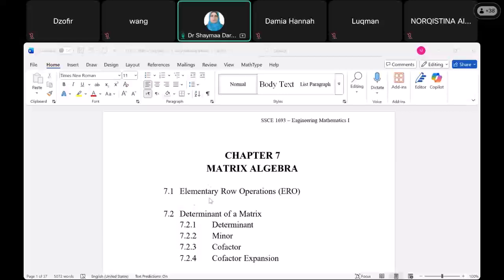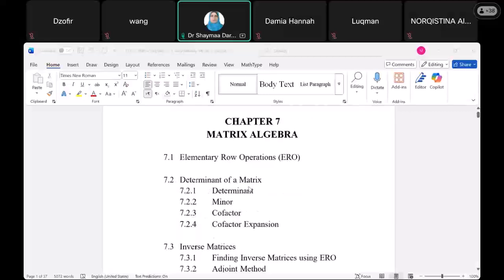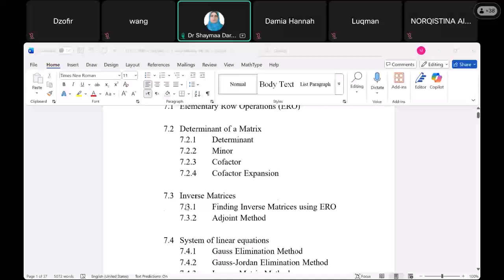What are the elementary row operations? How to find the determinant of a matrix? How to find the minor? How to find the cofactor? How to evaluate the cofactor expansion? Then we will learn how to find the inverse of the matrix, in case the matrix has an inverse.